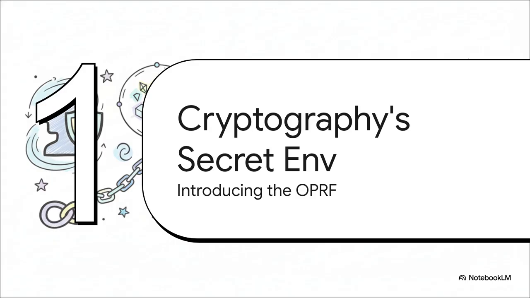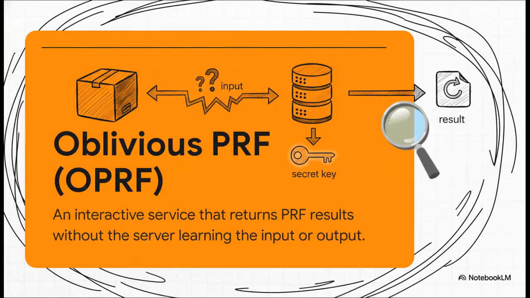To get how it works, we need to talk about a powerful tool called an Oblivious Pseudo-Random Function, or OPRF for short. Okay, so the keyword here is oblivious. An OPRF basically acts like a secure black box. Your device gives it some input, the server does a secret calculation with its own key, and then it hands you back a result, all without ever knowing what you sent it or what you got back. It's completely in the dark.